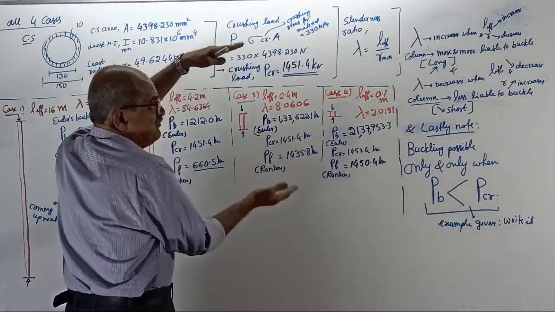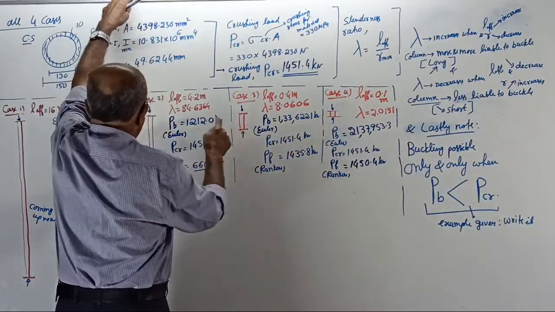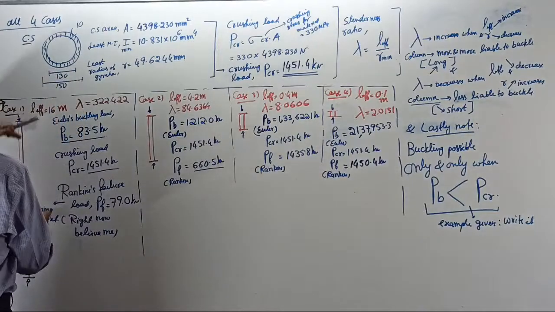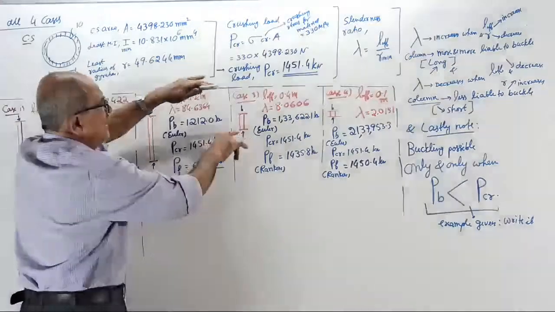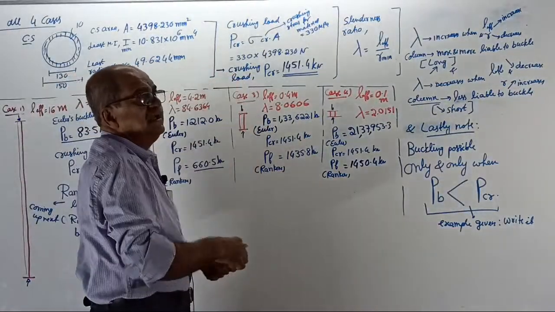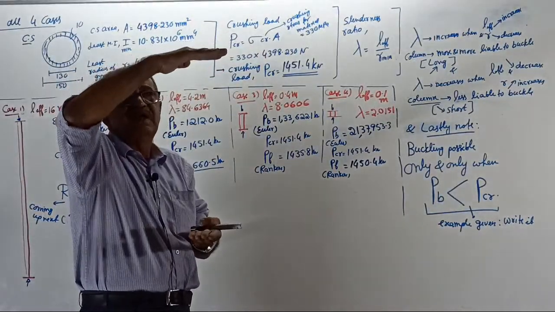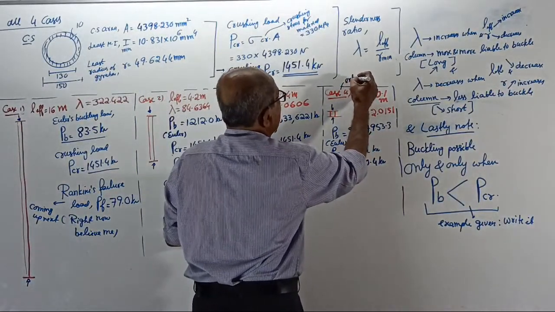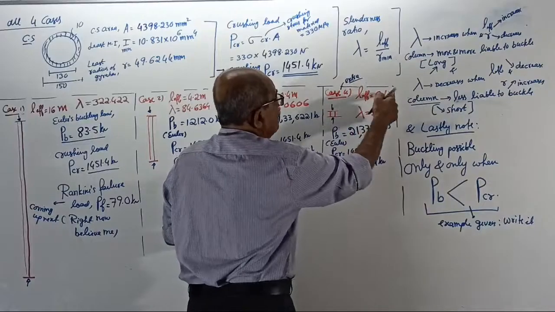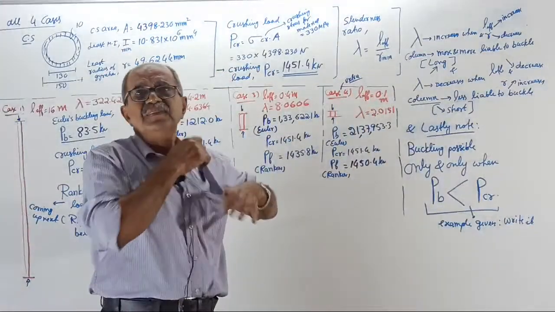Then I further reduced to how much? Here see, this effective length is 16 meter. I have written here 4.2 meter. I further reduced to 0.4 meter. That is this much. Now, remember, one extra case you consider. Effective length equal to 0.1 meter. See, that is this way.